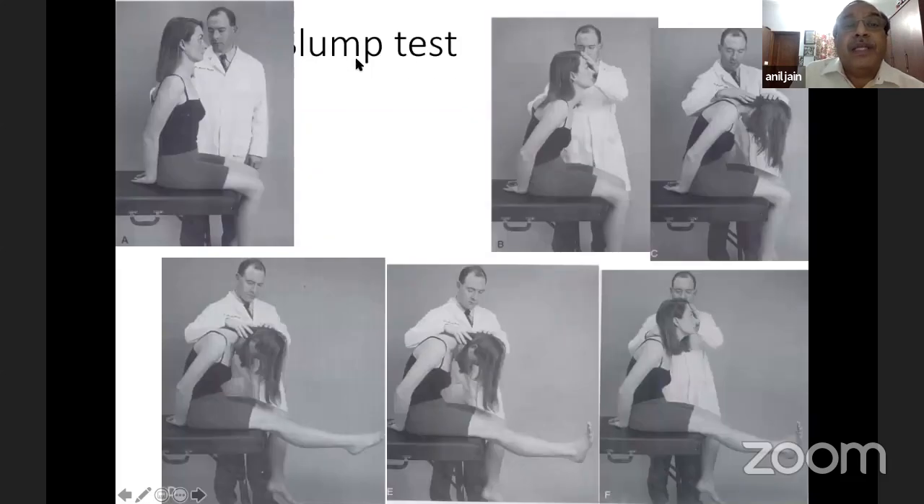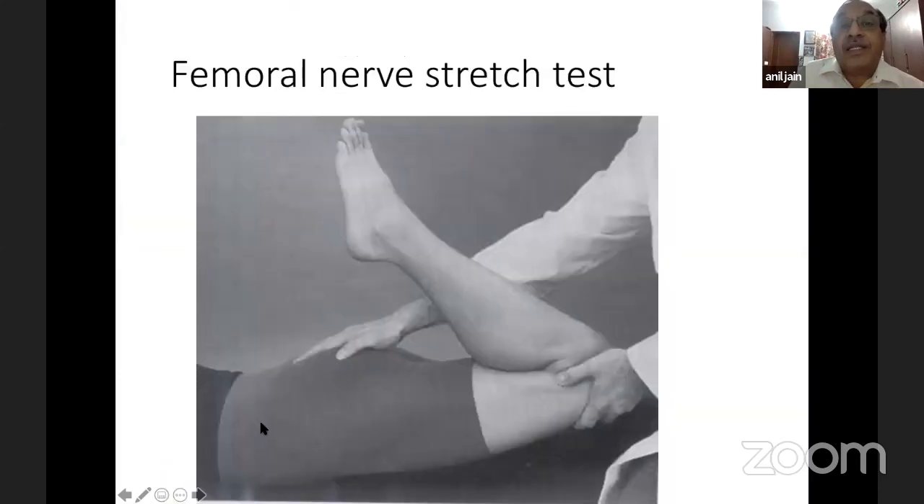And the other way is the slump test. The person is sitting here, bend the head forward and extend the knee. Now this is the SLR. If the person doesn't have pain with any of this, then they don't have this disease.